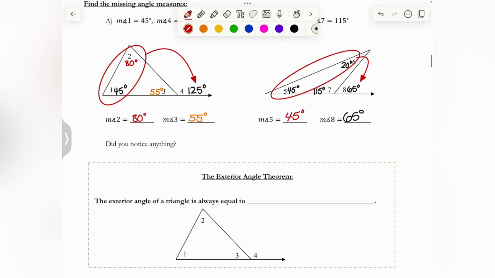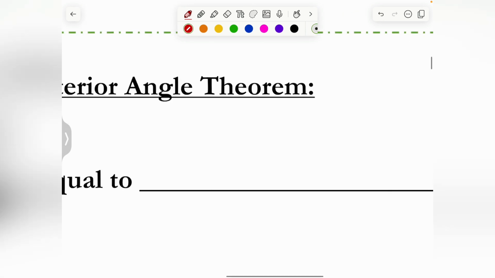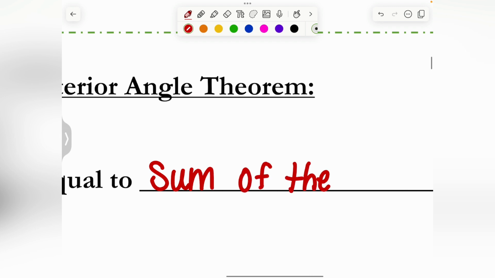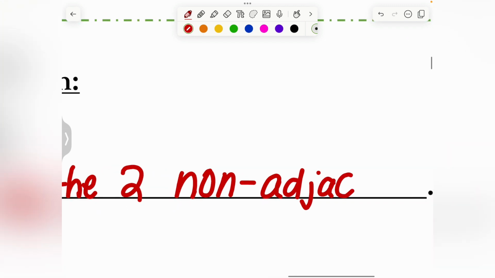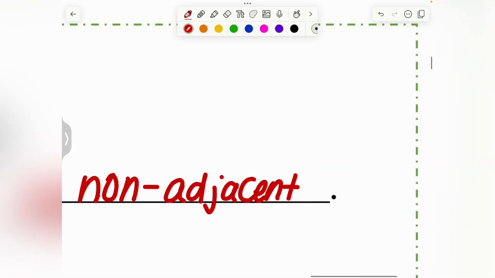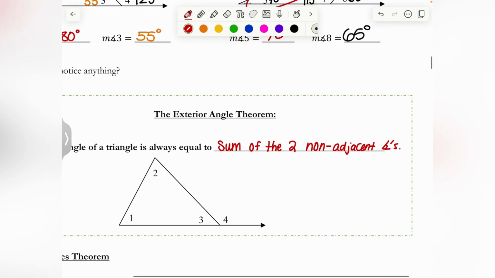Okay, it's that the exterior angle of a triangle is always equal to the sum of the two non-adjacent angles. So if you want to pause the video and get that definition down, you can.